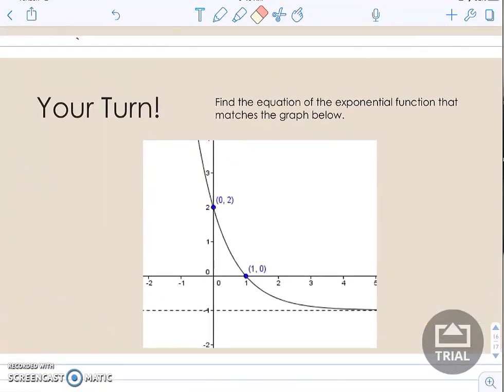My last slide is providing you with one additional example. If you want to work on this on your own, you're more than welcome to, but I hope that you found this video helpful and have a better idea of how to find the equations for an exponential function.